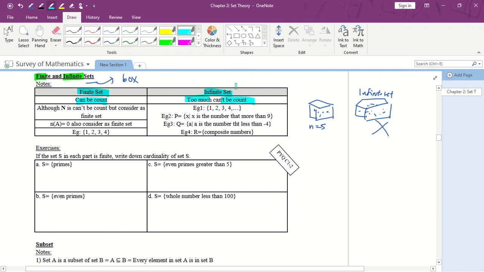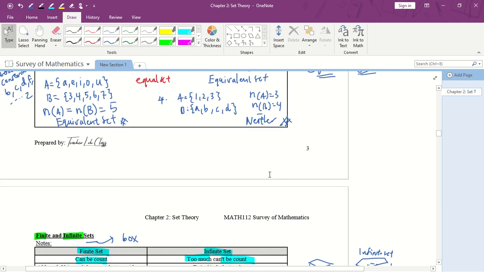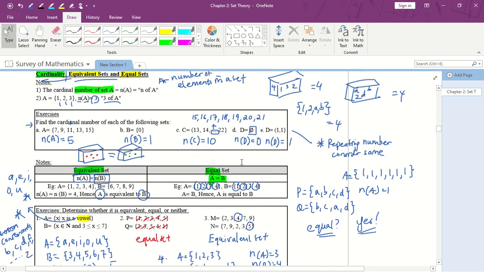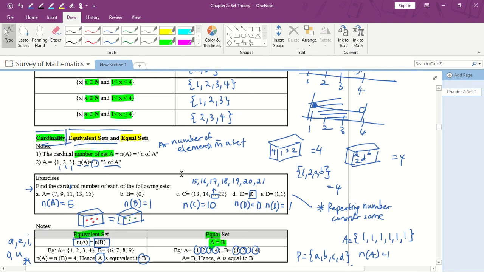Okay? So for example, let's look back and try to see whether each is a finite set or an infinite set. Set A is equal to A, E, I, O, U. We know that this is a finite set because we can count. We know it's 5. Let's look at this one. You can count, right? Because 2, 3, 4. So you know that this is a finite set.